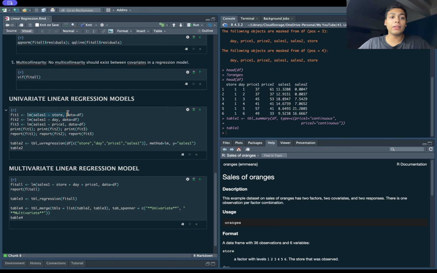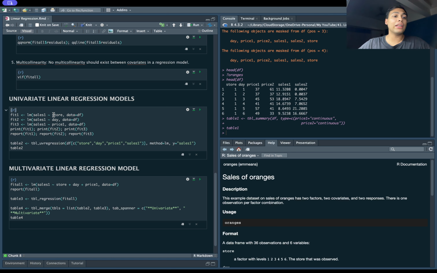This is the first model, and I'm storing it in object fit one, because I want to run many different functions, or I want to get many different data from this model. So as you can see, I've written print, report, and all that. It's better if I store it in an object, and I have done this for the remaining two models.